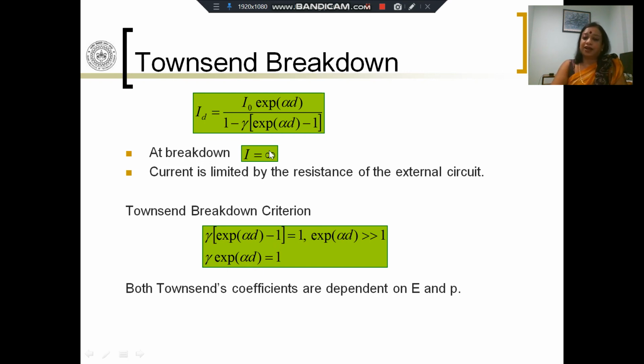At breakdown, the current is infinity. However, it will not reach infinite values because the current will be limited by the resistance in the external circuit. The resistance of the external circuit will make sure that we don't have horrendous quantities of current. In fact, when we conduct breakdown tests in the laboratory, the equipment is programmed such that as soon as the current exceeds a certain value, the source trips so that we don't have a dangerous situation where too much current can lead to fire. And in the field, of course, we have circuit breakers and other things so that we do not have a very large quantity of current.